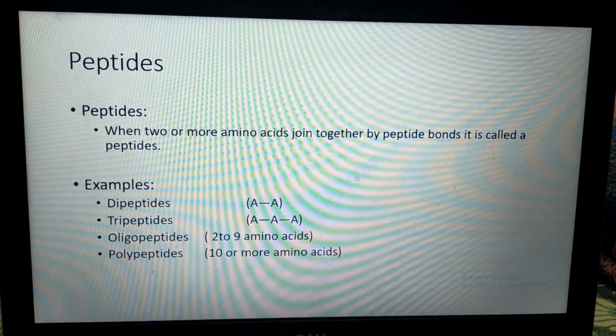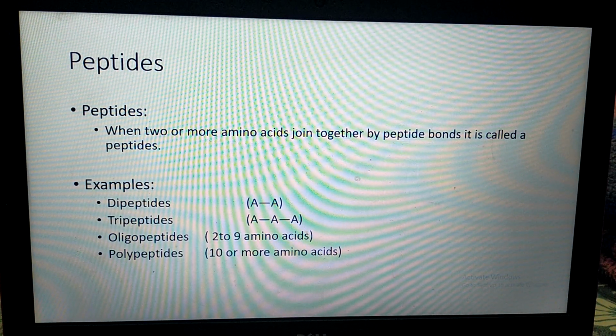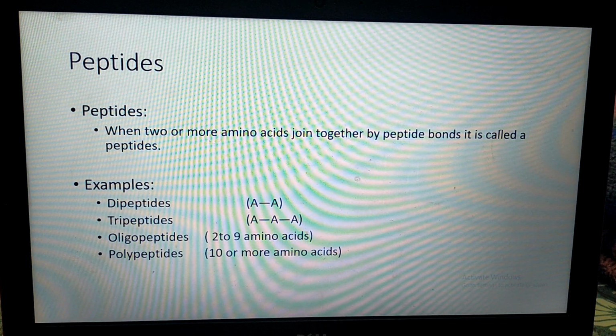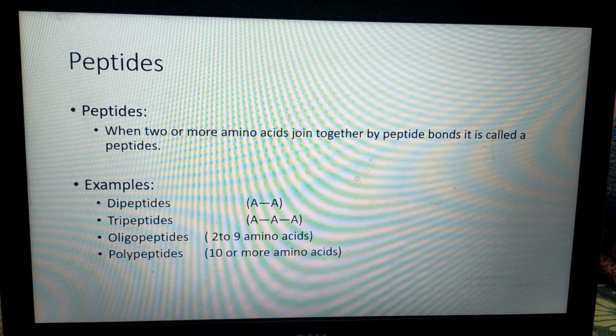Now we will study peptides. When two or more amino acids join together by peptide bonds, they form a peptide. Examples: dipeptide, made up of two amino acids; tripeptide, made up of three amino acids; oligopeptide, made up of 2 to 9 amino acids; and polypeptide, made up of 10 or more amino acids. Here the words dipeptide and tripeptide are misnomers. Dipeptide means it is made up of two amino acids, but it has only one peptide bond.